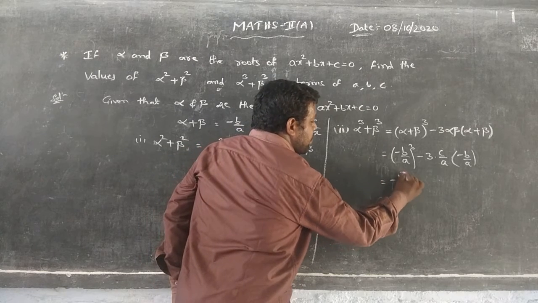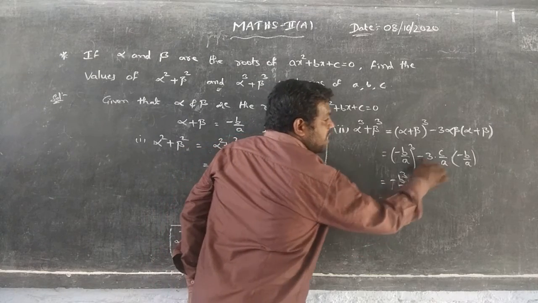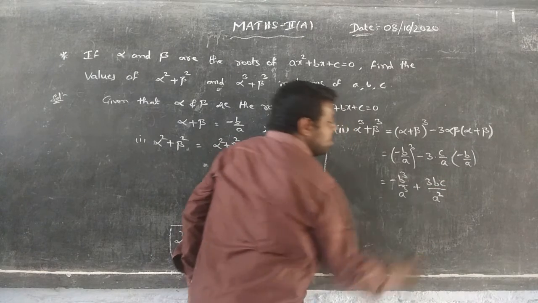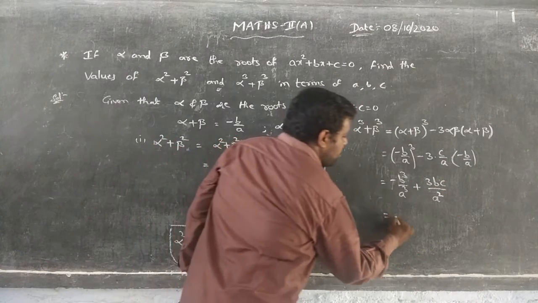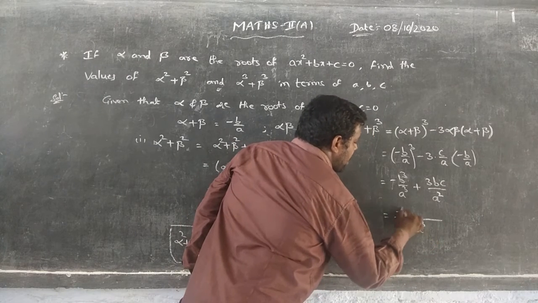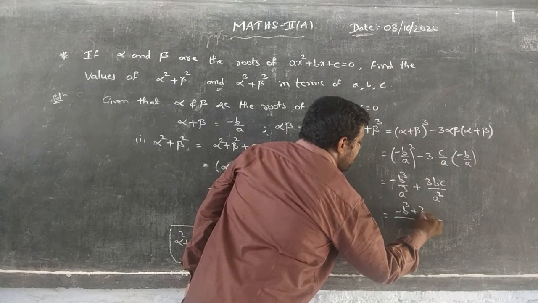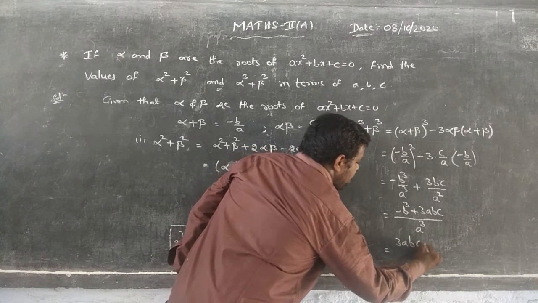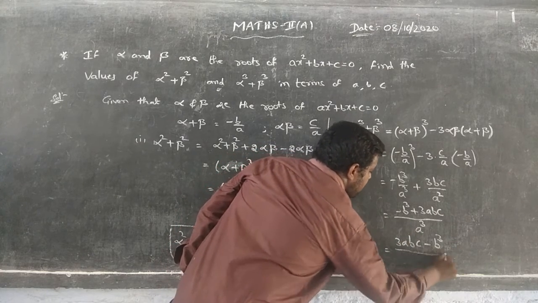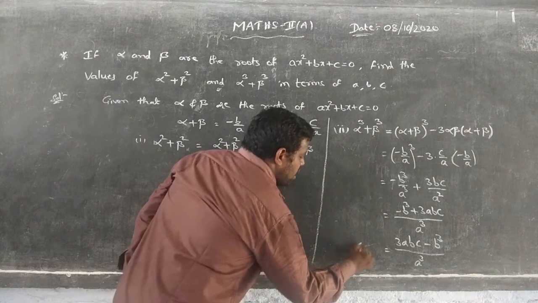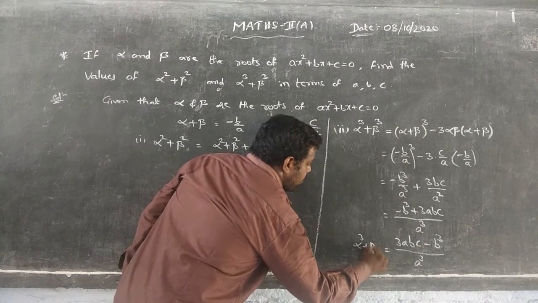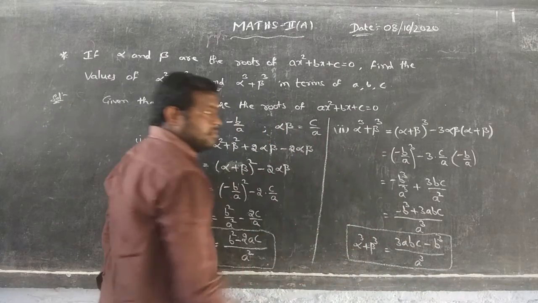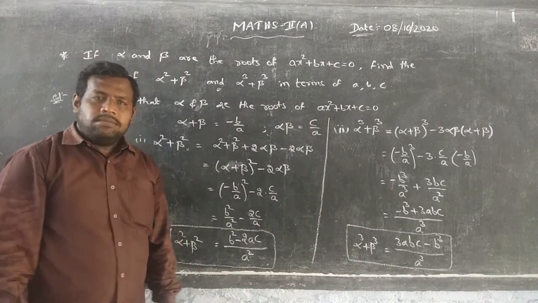minus b cube by a cube, minus of minus is plus 3bc by a square. So what is the LCM? A cube is the LCM. Minus b cube plus 3abc. So we can take the positive term first, 3abc minus b cube by a cube. This is the value of alpha cube plus beta cube in terms of a, b, c. Okay, understand? Everyone noted?